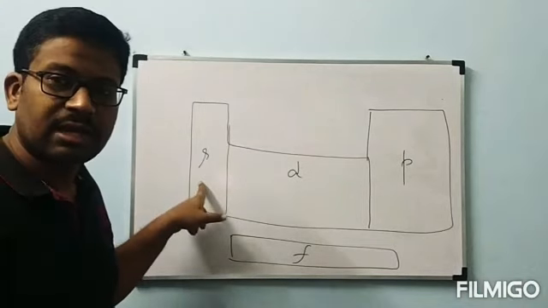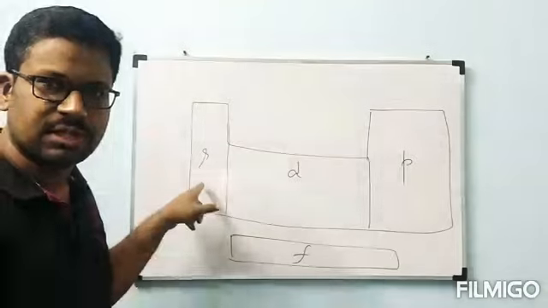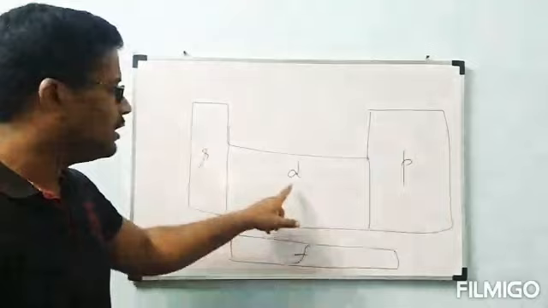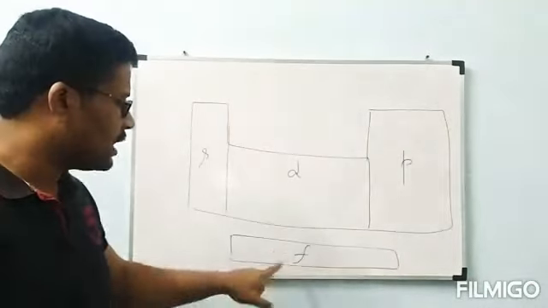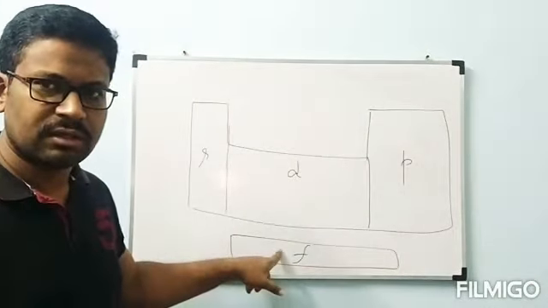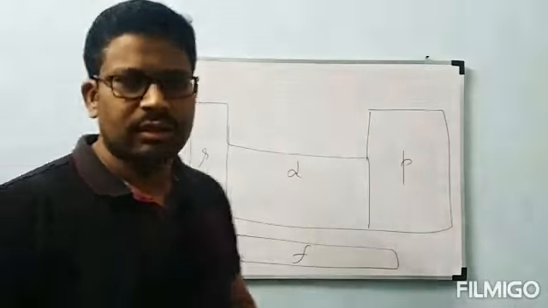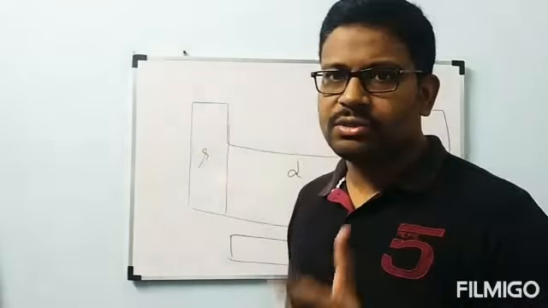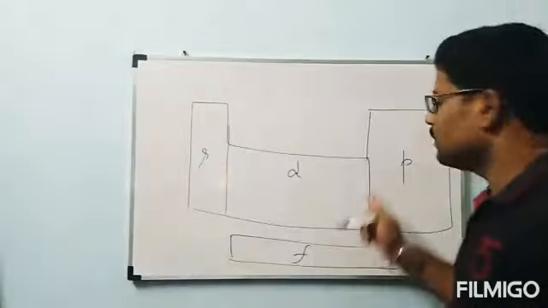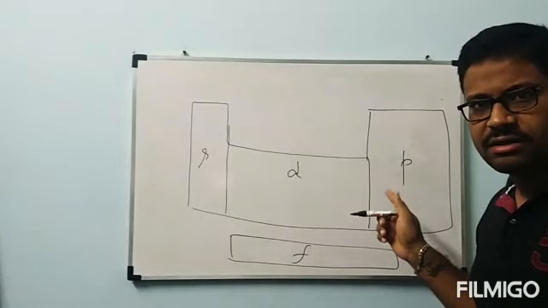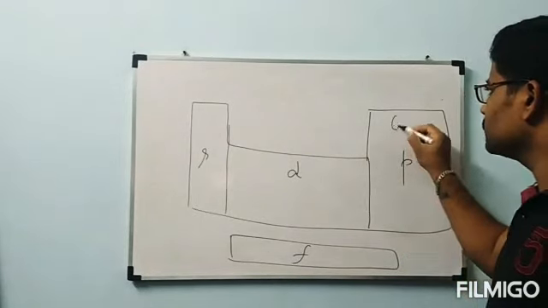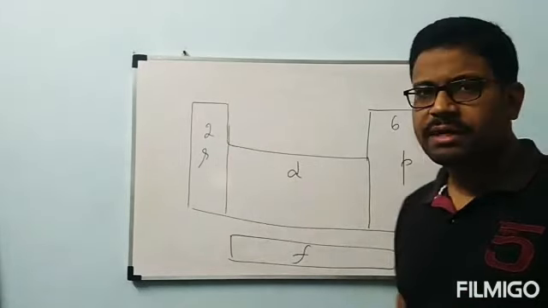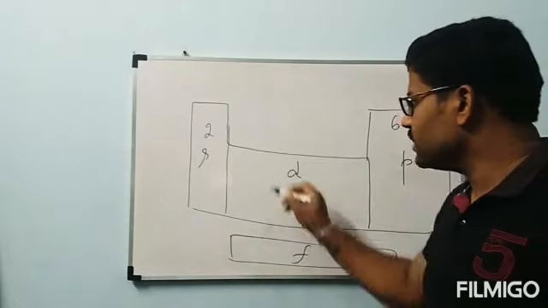Here, the differentiating electron is entering the S subshell. Here, the differentiating electron is entering the P subshell. Here, the D subshell. And here, the F subshell. As we already know, S can accommodate a maximum of 2 electrons, so the S block has 2 groups. P can accommodate a maximum of 6 electrons, so the P block has 6 groups. D can accommodate a maximum of 10 electrons, so the D block has 10 groups.